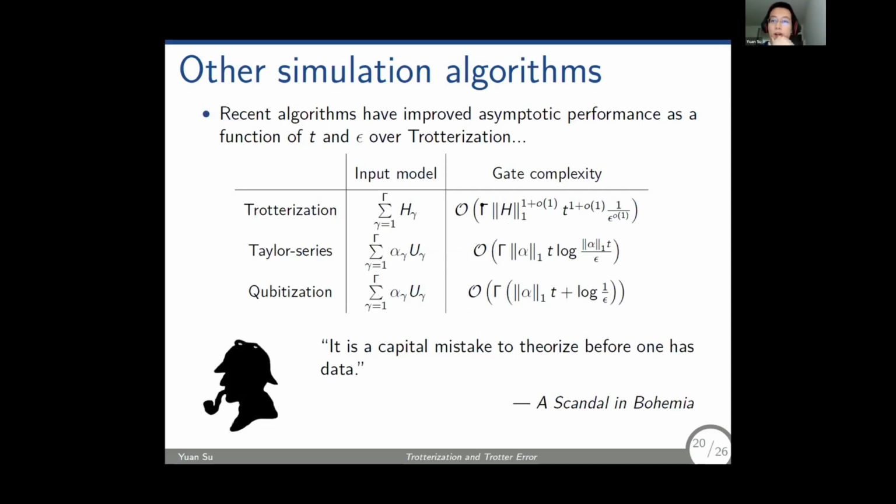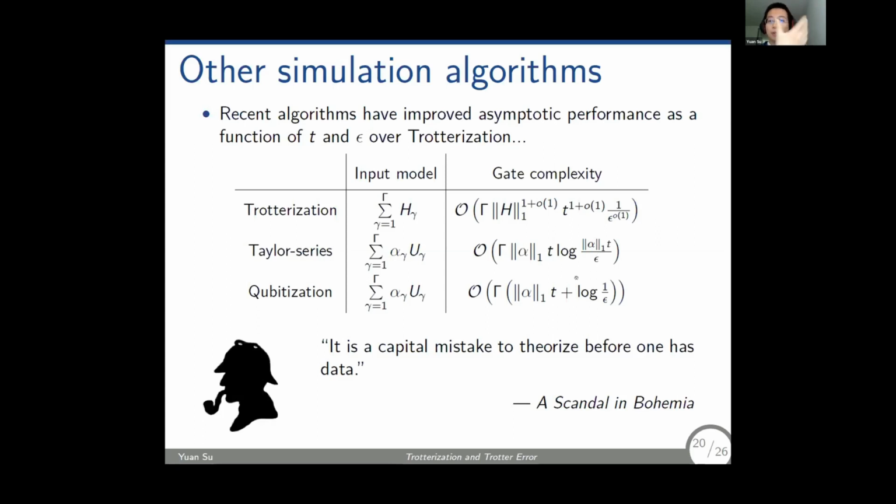For example, all the complexities will contain this factor of gamma, which is like the number of terms in the Hamiltonian. And we have some kind of one norm, which is not directly comparable, but roughly speaking, you can regard them as the same thing. Then you have the evolution time. In this case, Trotterization is not so good. It will have super linear dependence on the evolution time. And for the error, the gap is even more significant. You have polynomial dependence on 1 over epsilon here, whereas you have polylog dependence on 1 over epsilon here.